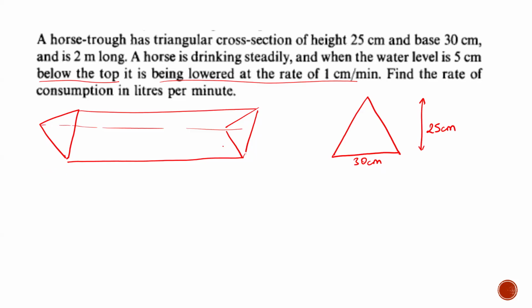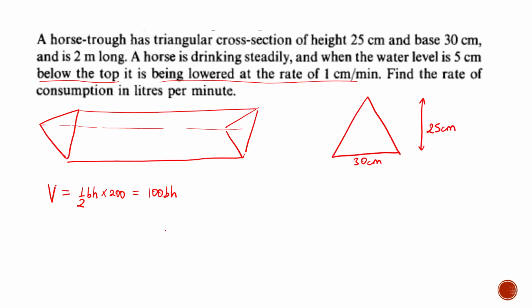Now the volume of the water within the trough is going to be given by V, the volume at any time t. V is the area of the cross section, which is a half times the base times the height, times the length of the trough, which is 2 meters long, so 200 centimeters, since at any depth the length of the water will always be 200. So I can say this is 100 BH. Now we have a problem, because this is in two variables, B and H.